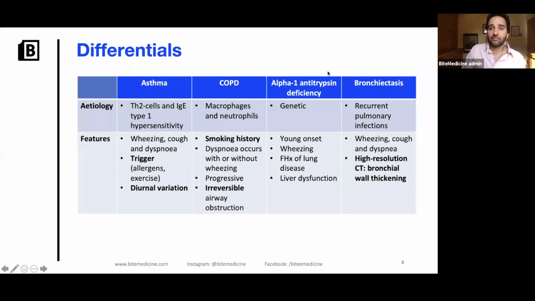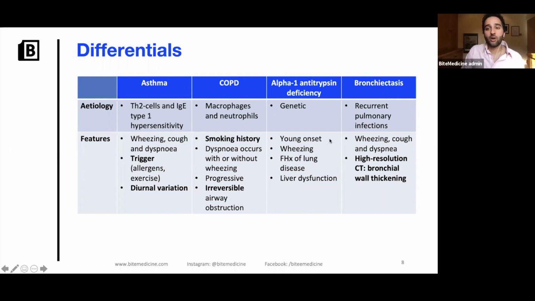We then have alpha-1 antitrypsin deficiency, which some of you may have heard of. It's a genetic condition. Alpha-1 antitrypsin is a protein produced by the liver, and it's designed to protect your lungs against something called neutrophil elastase. So in patients who have a deficiency in this alpha-1 antitrypsin, their lungs get damaged.